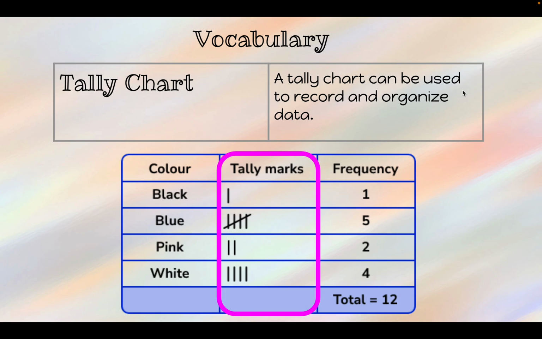So you can see that black has 1, blue has 5, pink has 2, white has 4. You can see that that represents in the tally marks. And if you look over at the frequency, those numbers match up.